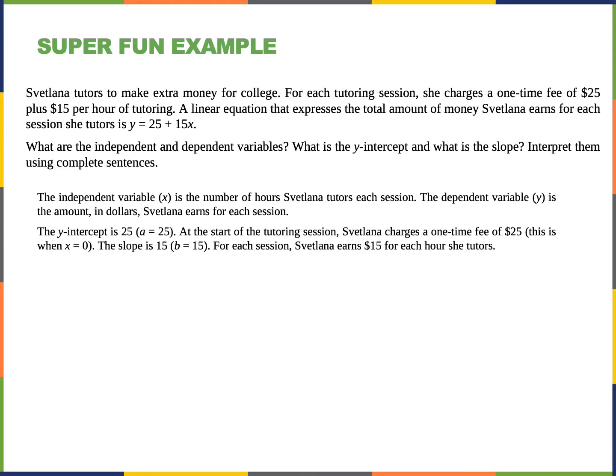Okay, so let's do another super fun example. So Svetlana tutors to make extra money for college. For each tutoring session, she charges a one-time fee of $25 plus $15 per hour of tutoring. A linear equation that expresses the total amount of money she earns for each session she tutors is y equals 25 plus 15x. So what are the independent and dependent variables? What is the y-intercept and what is the slope? Can you interpret them using complete sentences?